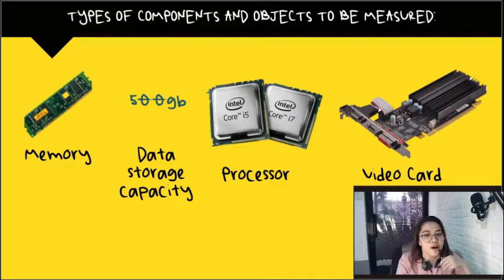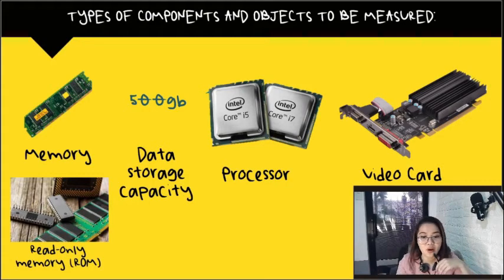Next, we have read only memory or ROM. These chips are located on the motherboard. ROM chips contain instructions that can be directly accessed by the CPU.